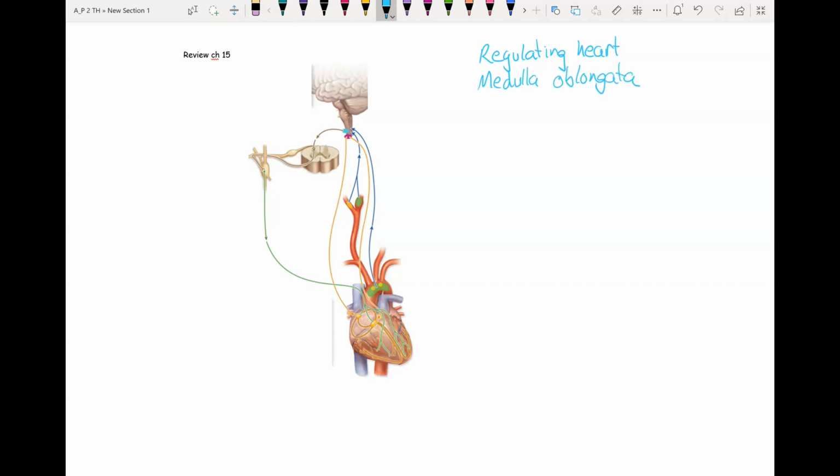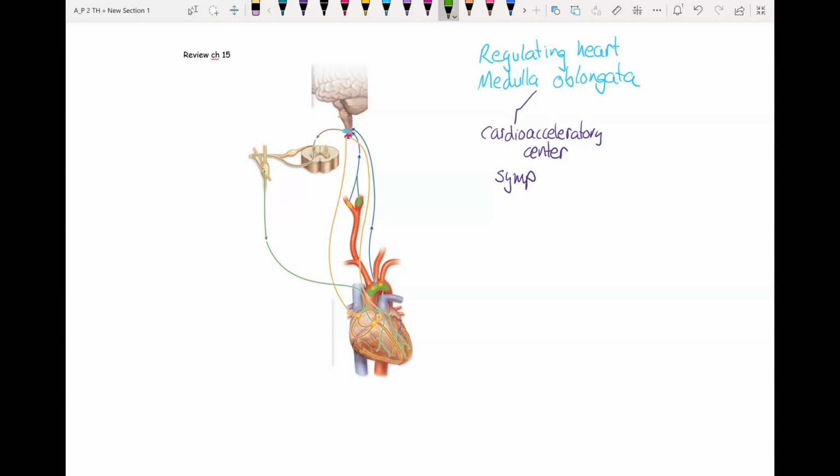So it's going to regulate your heartbeat. It has two different parts here that regulate the heartbeat. You have the cardioacceleratory center, and if you remember to chapter 15, it's the autonomic nervous system, sympathetic and parasympathetic, that are going to do this. So the cardioacceleratory center is going to give sympathetic stimulation to your heart.